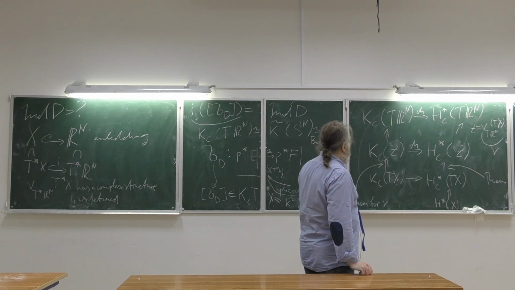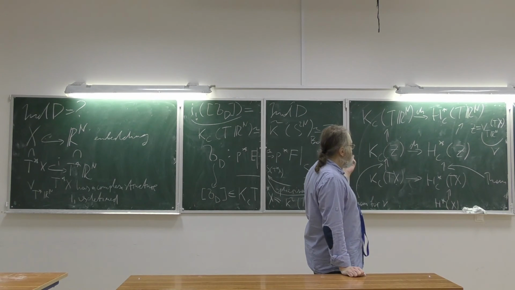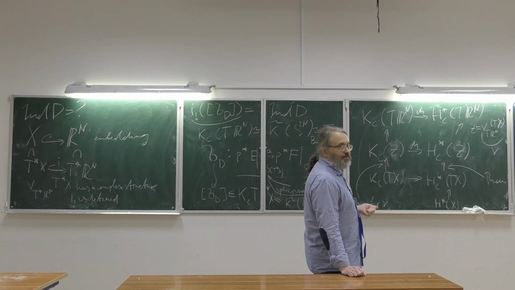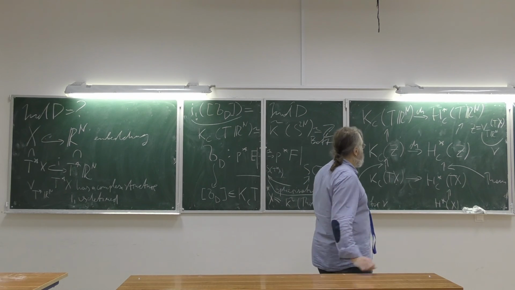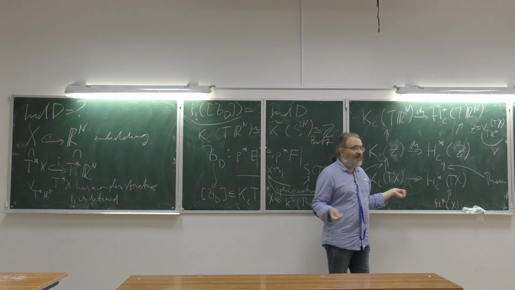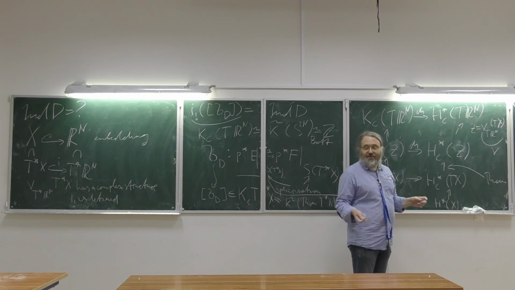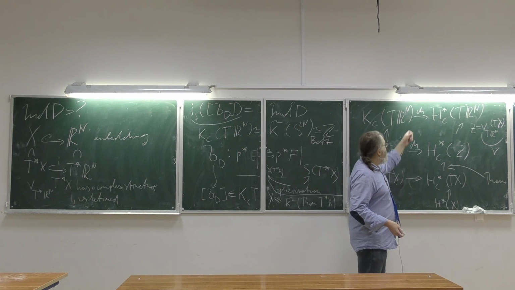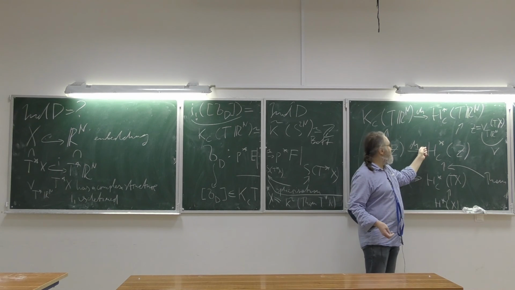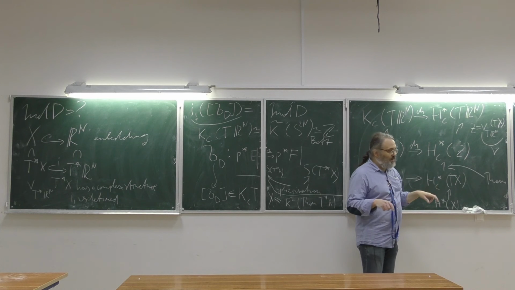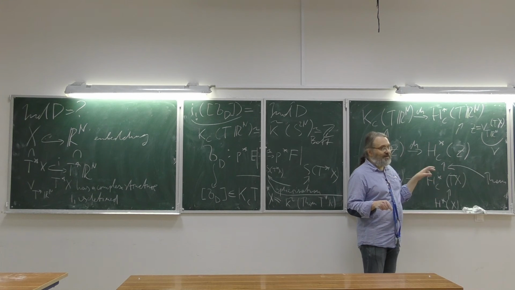Okay, now let's look at this diagram. Does this diagram make any sense whatsoever? Well, not yet. Why not? Because we don't know what this arrow is. Well, this is the Chern character. This is the Chern character. We'll talk about the Chern character. Don't worry.